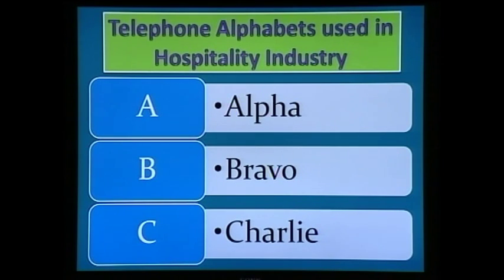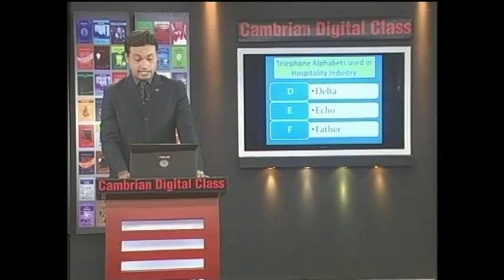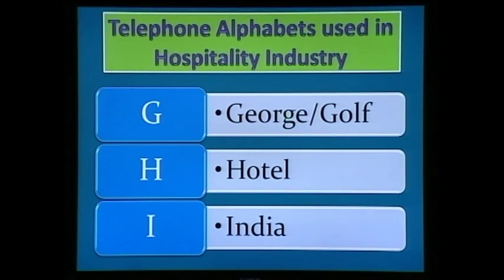As you can see on the screen, A for Alpha, B for Bravo, C for Charlie, D for Delta, E for Echo, F for Father, G for George or Golf, both can be used.